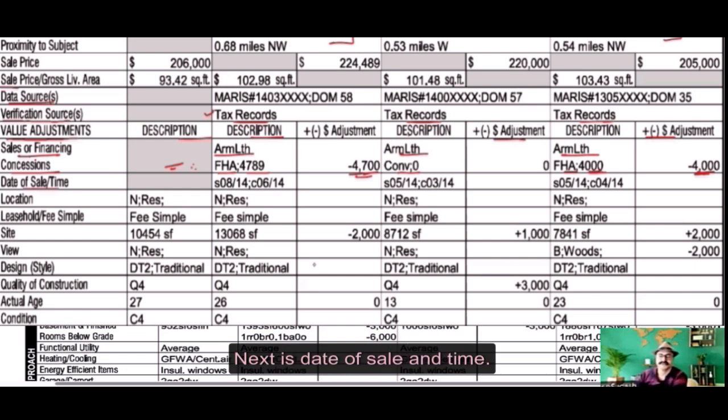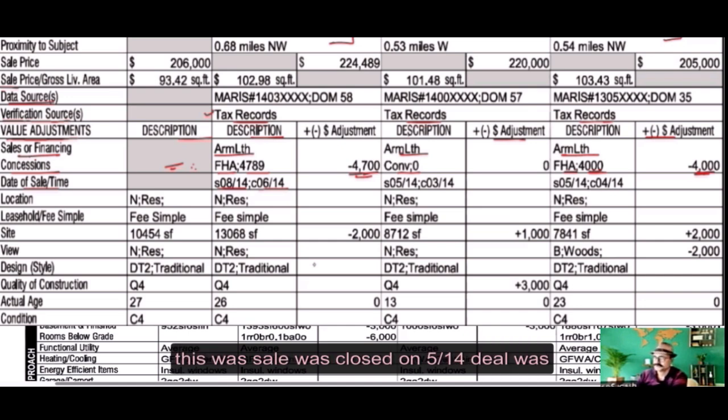Next is date of sale and time. They are telling this property was sold on 8/14 and the loan was closed on 6/14. This sale was closed on 5/14. Deal was closed on 3/14. So almost 1 to 2 months it takes, right?